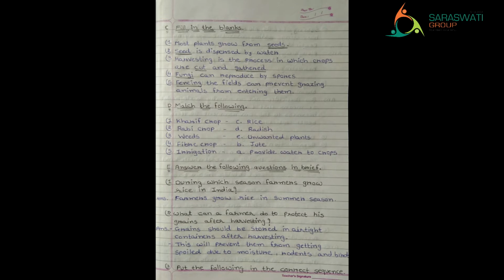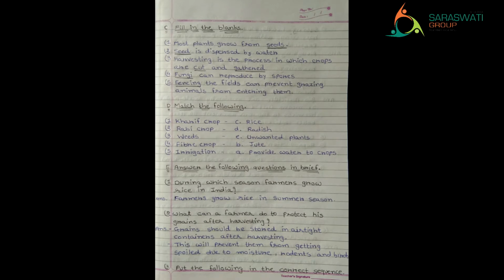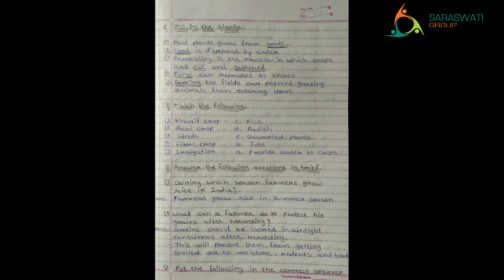so that they do not spoil, right? Now the second point is, this will prevent them from getting spoiled due to moisture, rodents and birds, right? Just because we are keeping the grains inside an airtight container, they will not spoil from moisture, and rodents like shrews and mice will not eat them up and birds will also not spoil them, right? So with all this they will remain preserved. So we have to keep it safe.